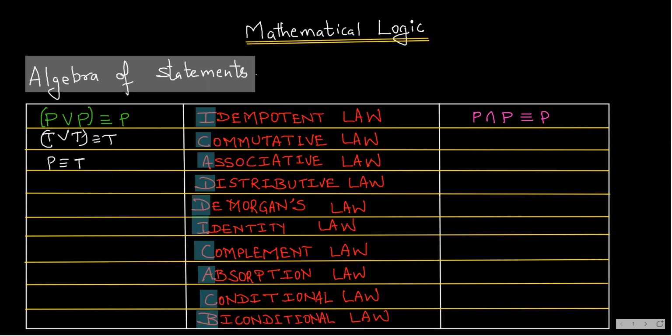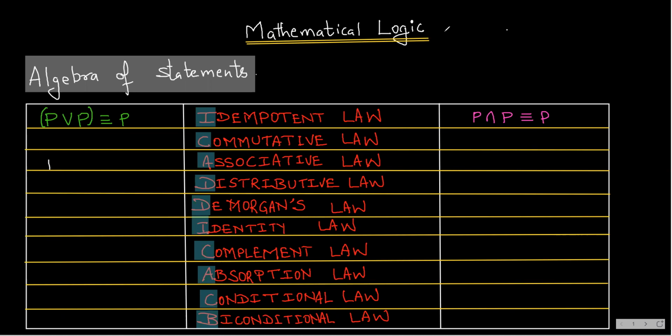True or true is true. And what was P? P was true. So if you have P or P, it is as good as only P.